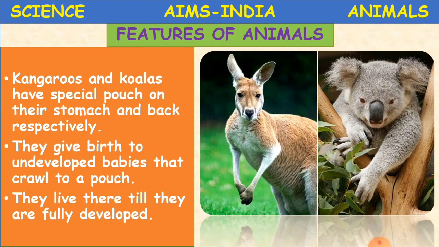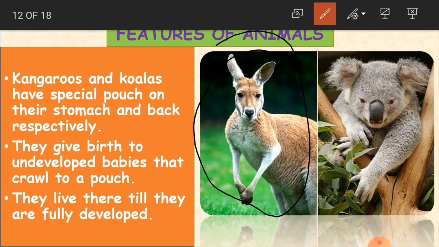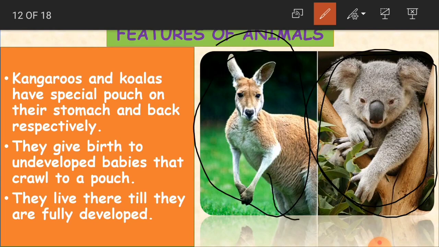Kangaroos and koalas have a special pouch on their stomach and back respectively. Have you seen a kangaroo, children? Probably when you have visited any animal zoo, you might have come across this type of animal, which we call kangaroos, and koalas too. Clear, children? And how is their body structure? They look normal like other animals, like cow, horse and all that? No, they have got a special pouch on their stomach and back. See here, this is the pouch.